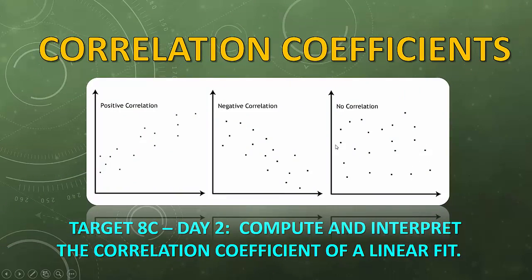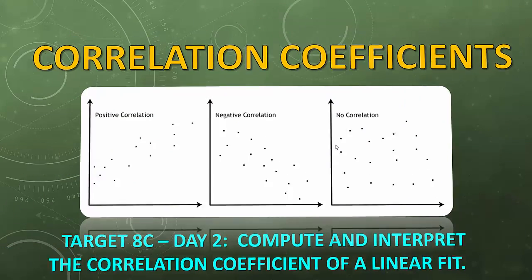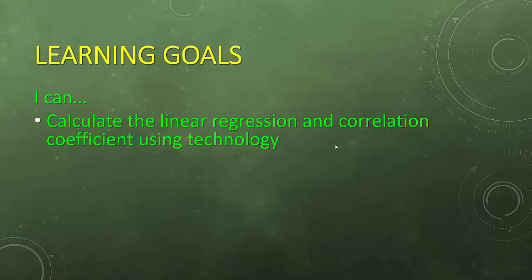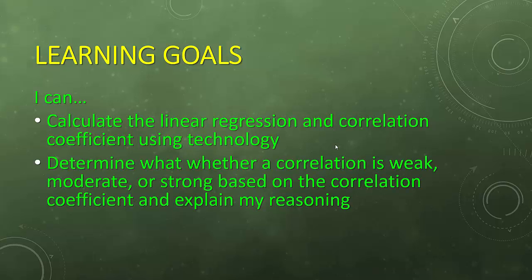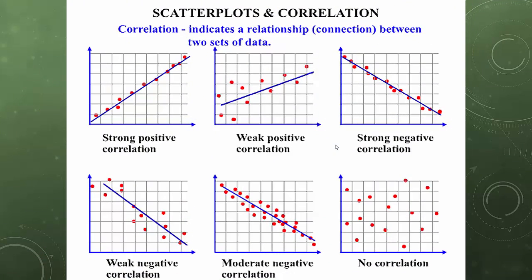All right, so we are on day 2 of correlation coefficients. Learning goals for this one: I can calculate the linear regression and correlation coefficient using technology, and I can determine whether a correlation is weak, moderate, or strong based on the correlation coefficient and explain my reasoning.